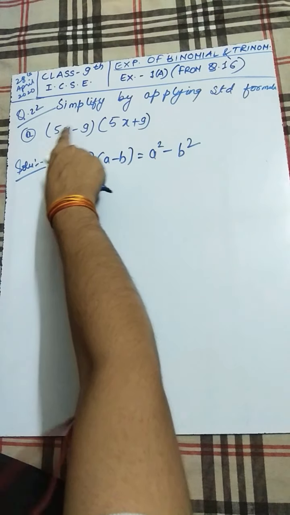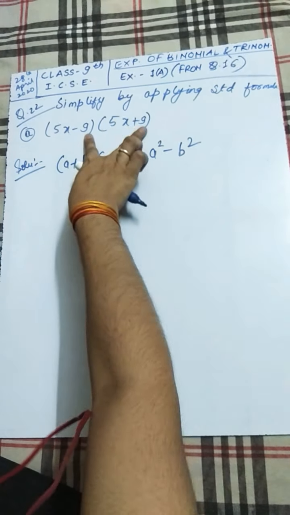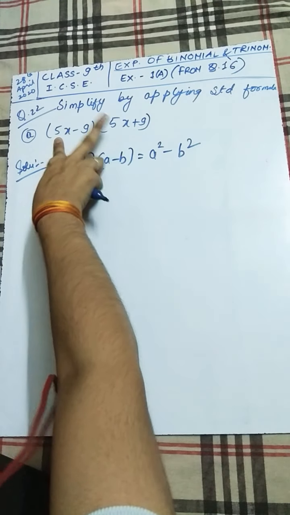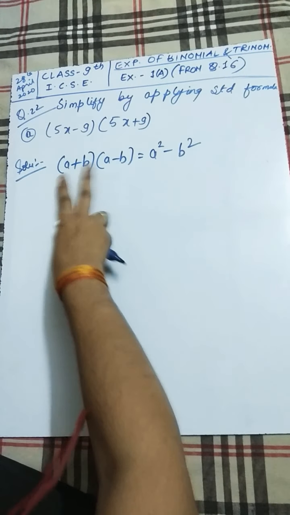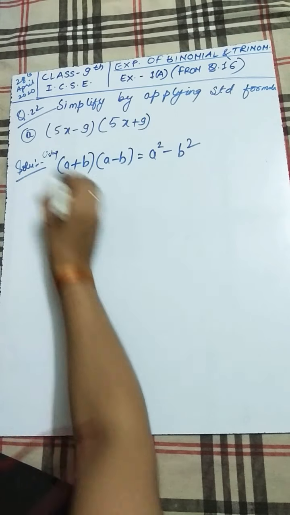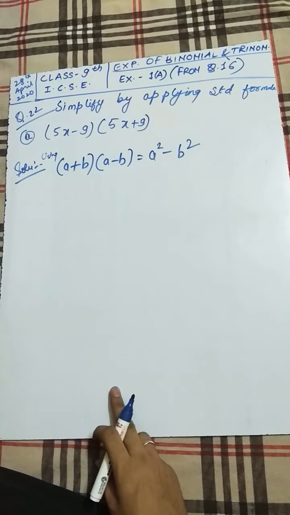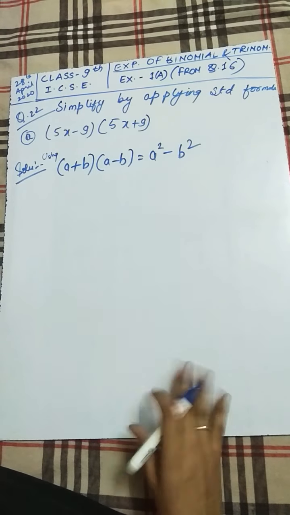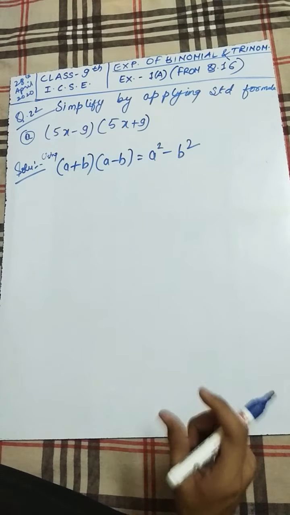See, (5x minus 9)(5x plus 9). What is our a? 5x. In place of b you have 9. Always remember, this a should be same and this b should be same, then only you can apply (a plus b) into (a minus b), a square minus b square. So solution using (a plus b)(a minus b) identity. See, in each and every question you write using this identity, using that identity. No need of directly writing it. In the exam also you should remember that wherever you use identity, mention it very clearly, highlight it.